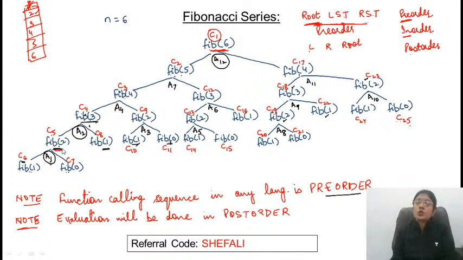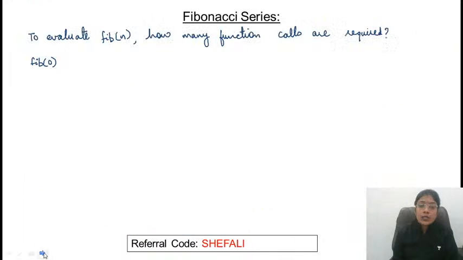Fibonacci 2 के लिए कितनी function calls required है? Fibonacci 2 means one function call. Fibonacci 2 is making a call to Fibonacci 1 and Fibonacci 0, so 2 plus 1, 3. So 3 function calls are required for Fibonacci 2. Clear? For Fibonacci 0, one function call. For Fibonacci 1, one function call. For Fibonacci 2, 3 function calls. What about Fibonacci 3? Yes, for Fibonacci 3, 5 function calls.